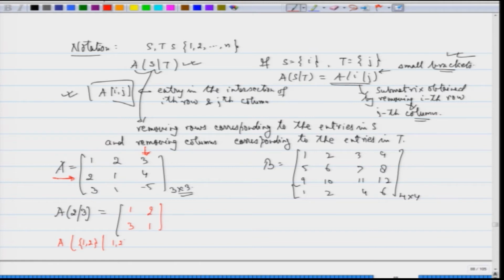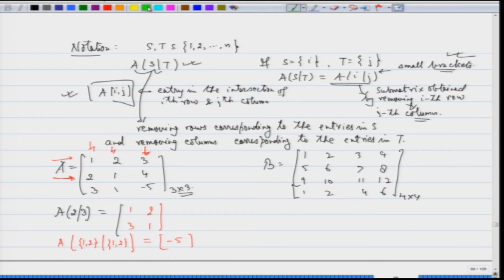If I am removing say (1 2|1 2), all right, then I remove the first and second row and remove the first and second column. So, if I do that, this goes off, this goes off, this goes off, this goes off, I am left with minus 5 only. Is that okay? Fine. So, this is what you have to be careful about.